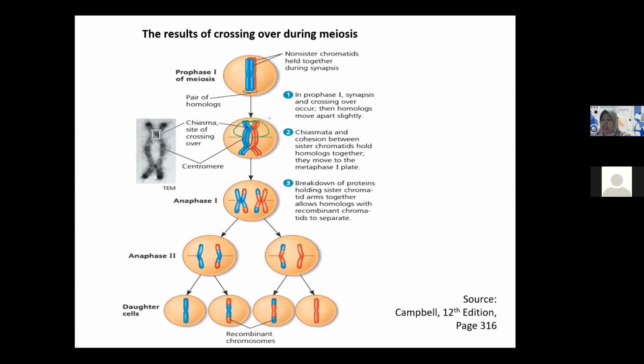For example, you can refer to page 316 of the textbook. So due to the crossing over, the homologous chromosomes, recombinant chromatids, and sister chromatids are allowed to separate. Okay, so the chiasmata and cohesion between sister chromatids hold the homologs together and then move to metaphase 1. So that is roughly the explanation like what Tim said earlier.